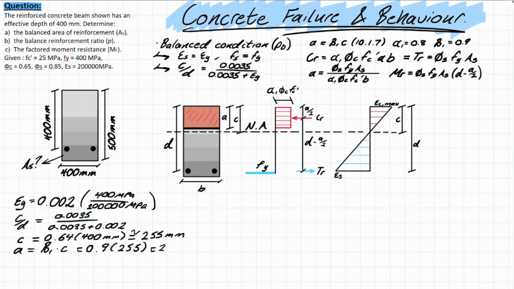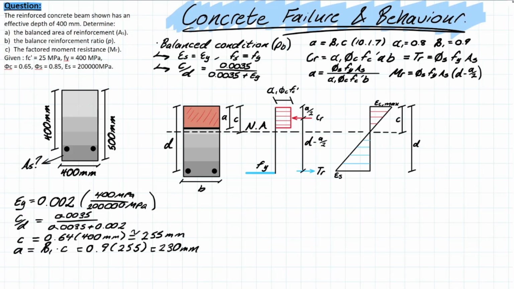And beta 1 is going to be approximately 0.9 times 255, which is equal to 230 millimeters. Now, this 0.9 is obviously an approximate. This approximate generally works for fc prime between 25 to 40 MPa, right? So that's why I just went straight to that, okay?